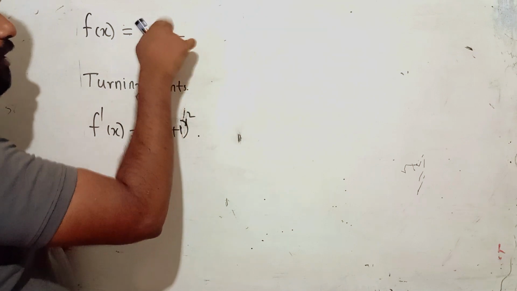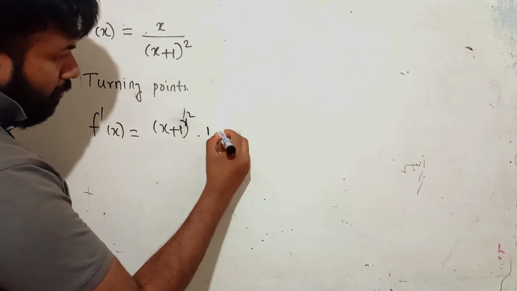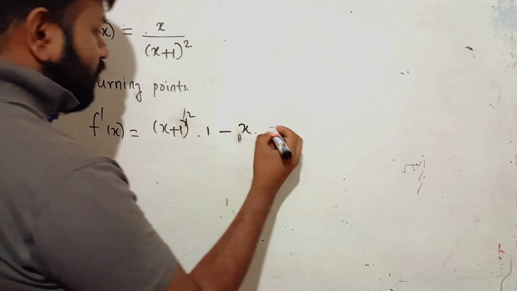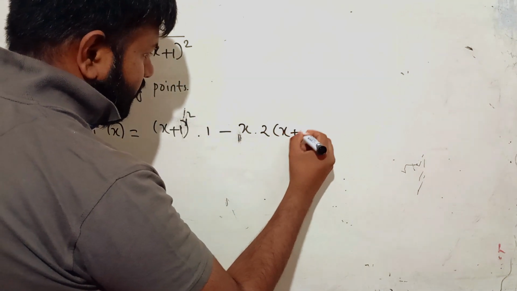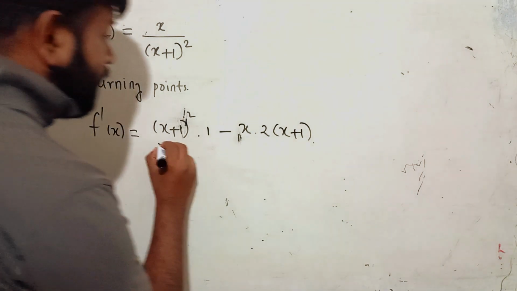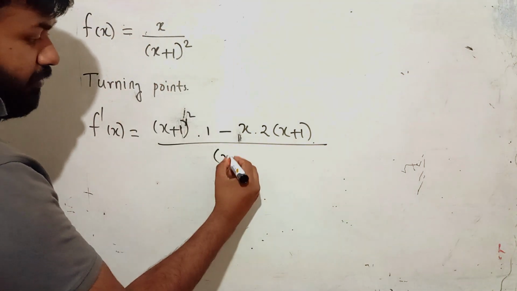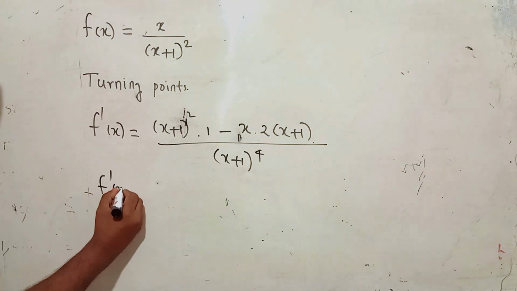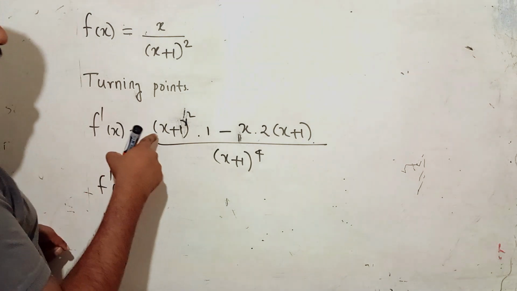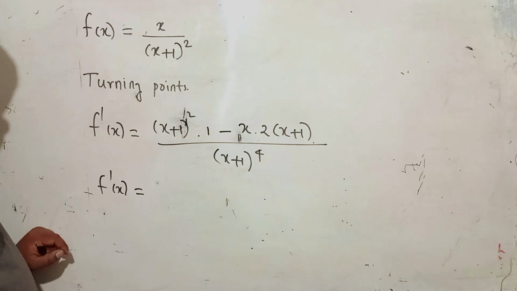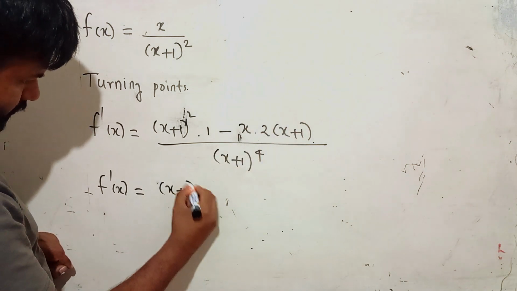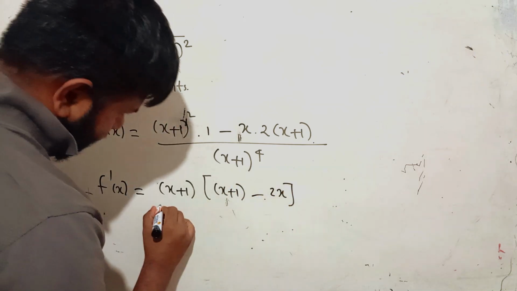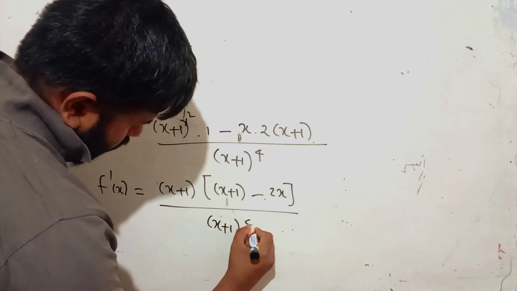Denominator times the differentiation of the numerator, that is 1, minus the numerator times the differentiation of the denominator. If you differentiate this denominator, it's going to be 2 times (x + 1), divided by the square of the denominator, (x + 1) to the power 4. So you have to simplify this. There's (x + 1) squared, and there's an (x + 1) here, so you can take (x + 1) as a common factor. So it's going to be (x + 1) minus 2x, divided by (x + 1) to the power 4.